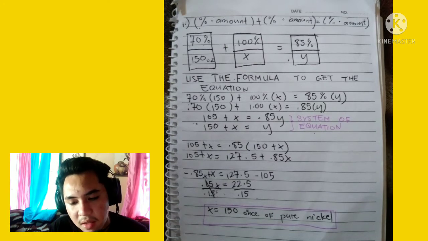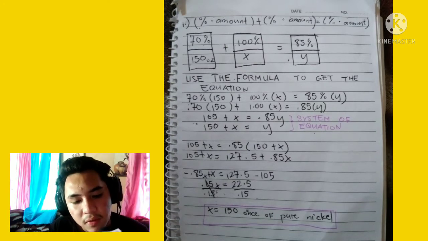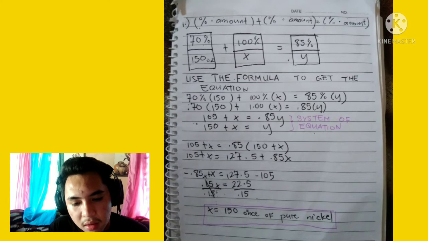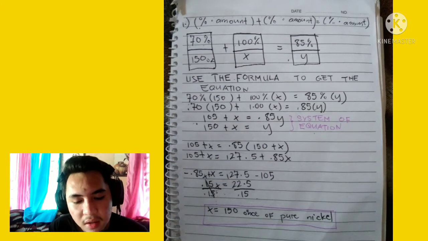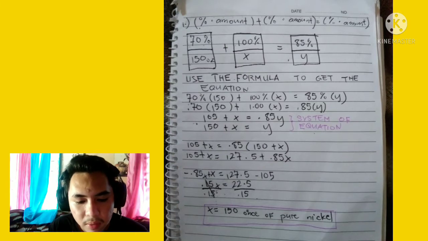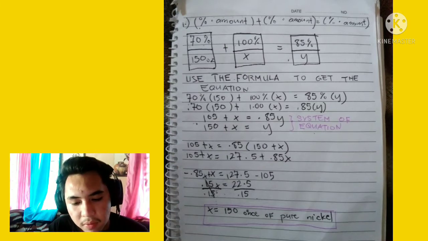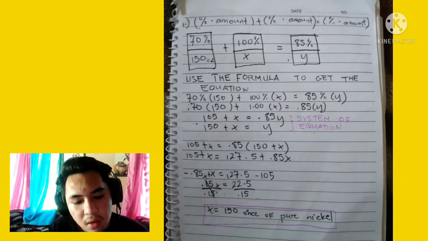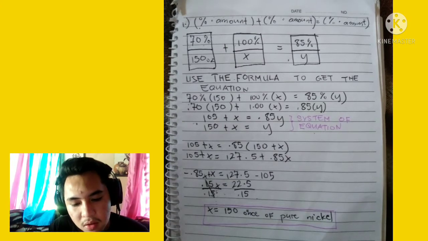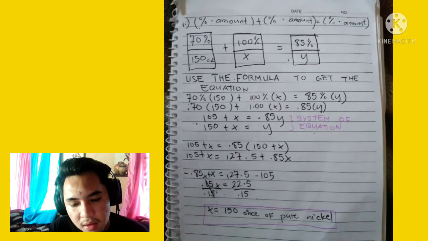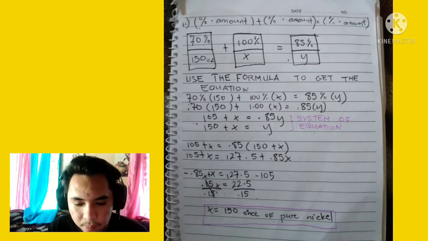So now we have a system of equations. So we have here 105 plus x equals 0.85, and because we have a y here, let's substitute it in 0.85y. So now we will get 0.85 times 150 plus x. So let's solve. So 105 plus x equals 127.5 plus 0.85x.